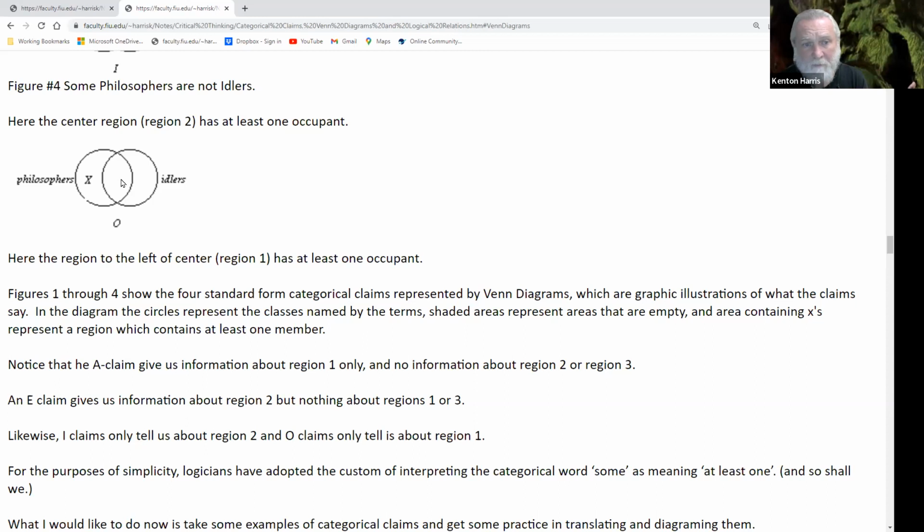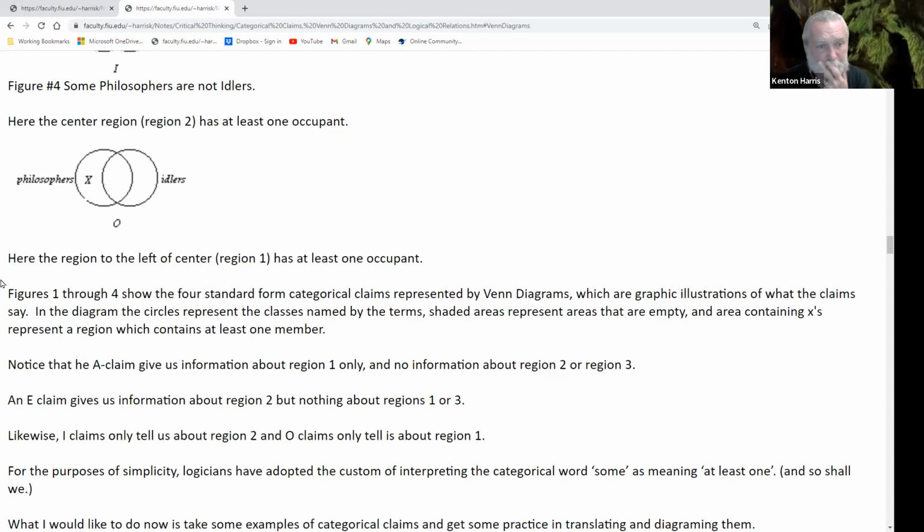We don't know. This region doesn't tell us. Might there be idlers that are not philosophers? Could be, we don't know. That's not what it is. All we know from this statement is that there is membership here, leaving as an open question whether there's any membership there.